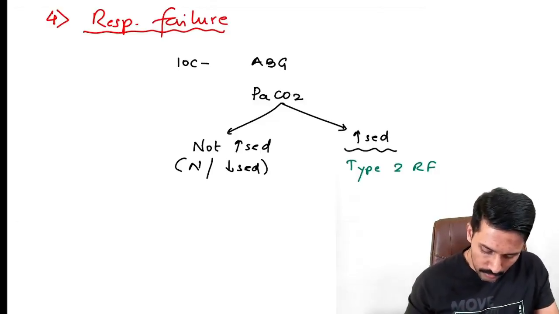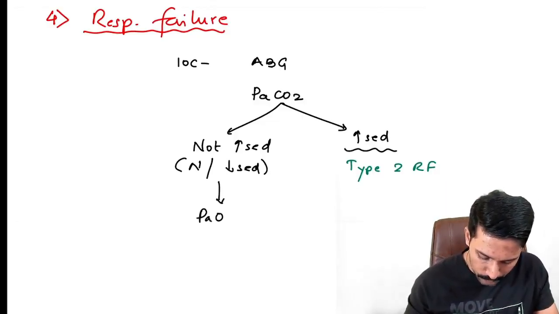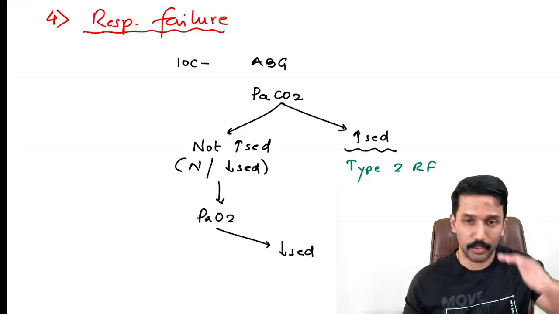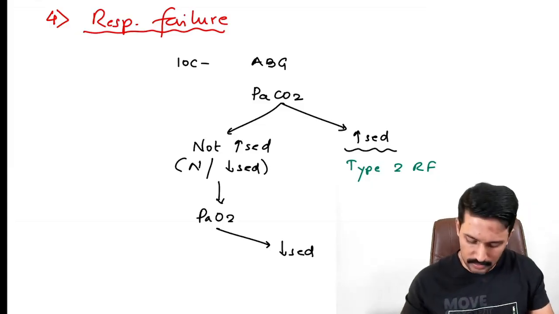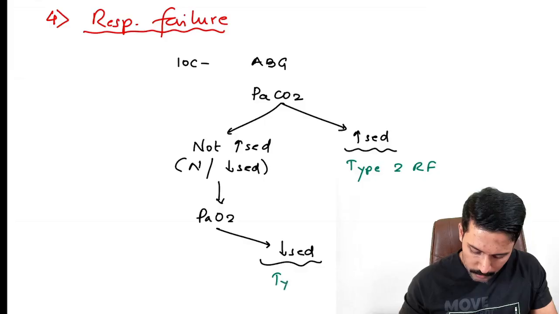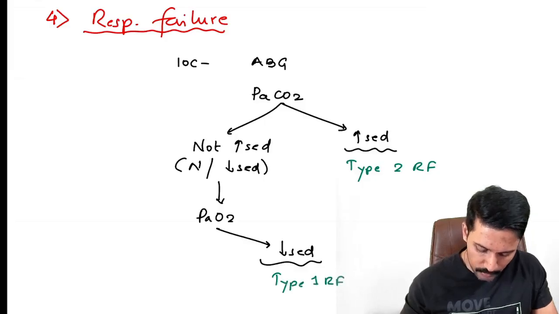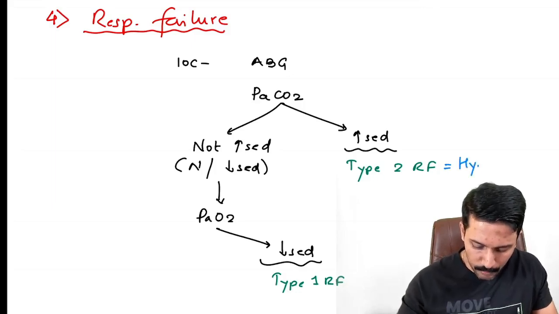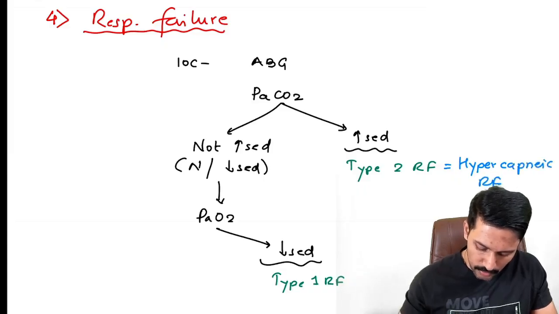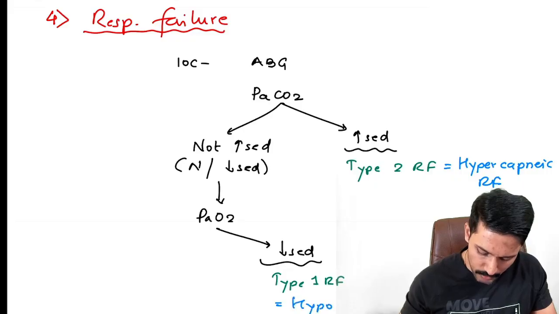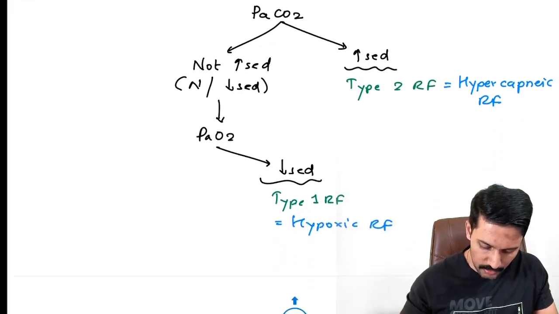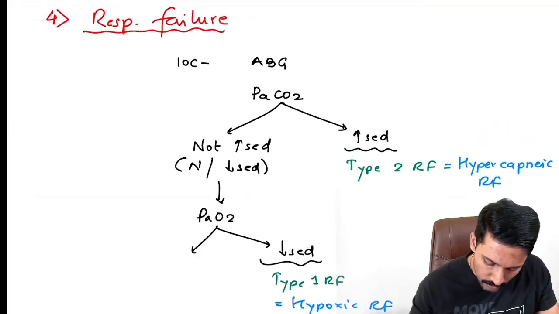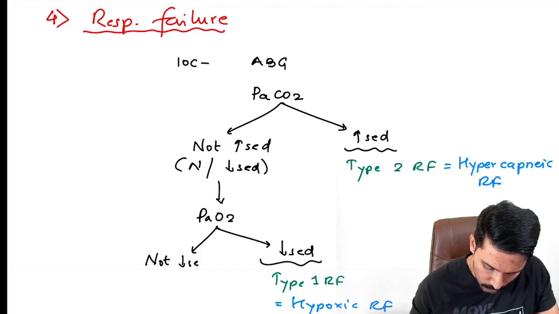So what should I do then? After that, I should see the PaO2. If the partial pressure of oxygen is decreased, carbon dioxide is not increased, but oxygen is decreased, then it is type 1 respiratory failure. Type 2 respiratory failure is also called hypercapnic or hypercarbic respiratory failure. Type 1 is also called hypoxic respiratory failure.